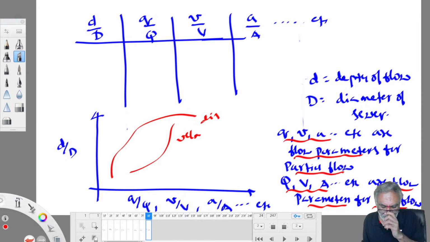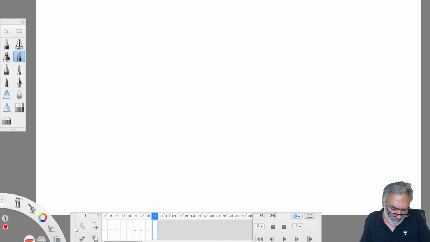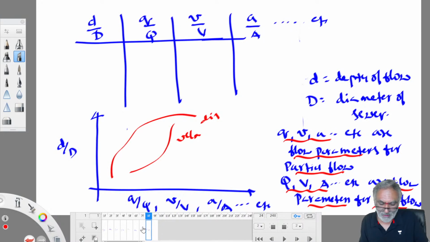Okay. So with the help of d by D, we try to work out these q by Q, v by V, a by A values. From there we try to find out. That's all. That much idea is more than sufficient to work out numericals in case of sewer design.